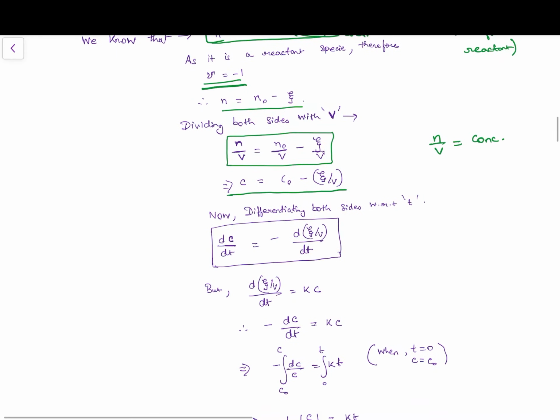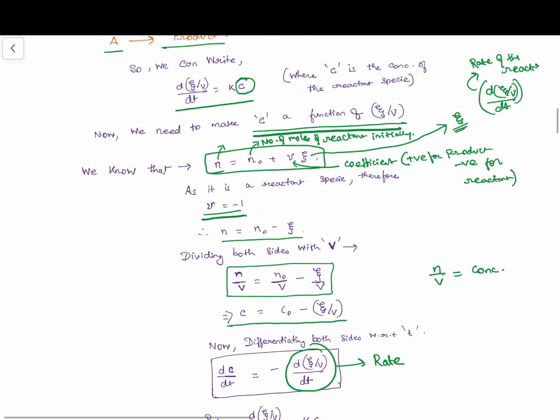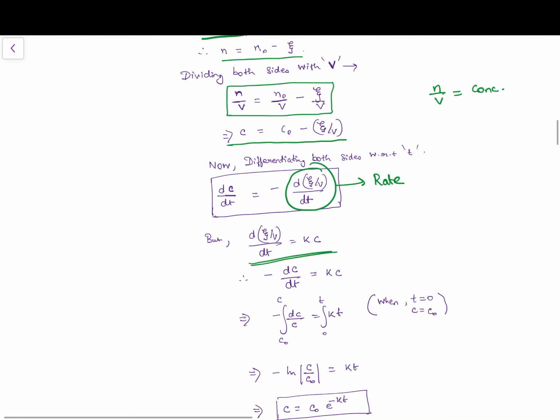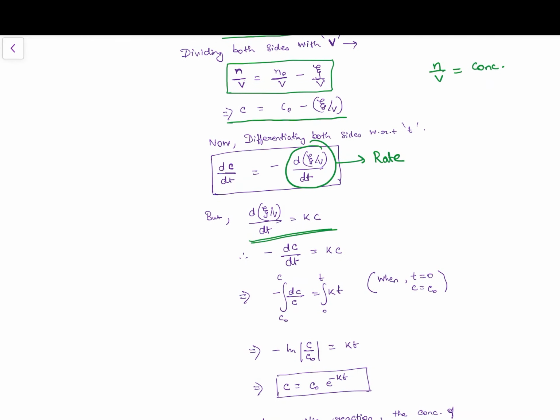Now if we differentiate both sides with respect to t, we get dc dt equal to minus d epsilon by v dt. Now this term is rate, and it is equal to Kc, as we have seen before here, and again minus d epsilon by v dt is equal to dc dt here. So we can replace it and we come to the conclusion of minus dc dt is equal to Kc.